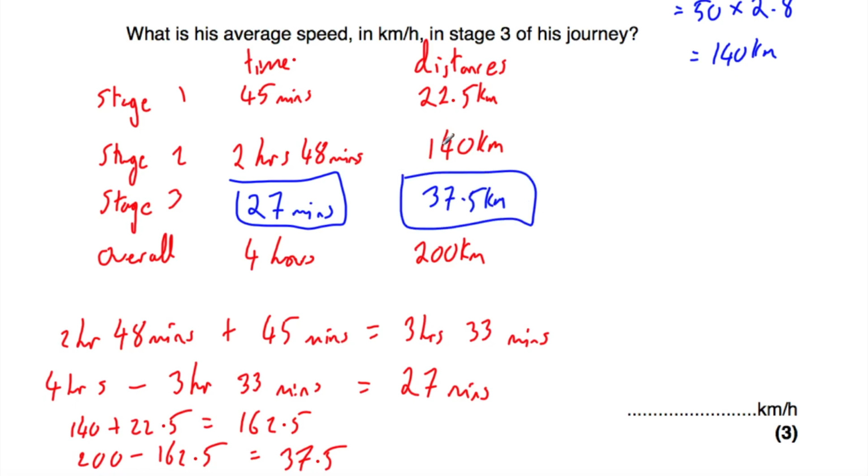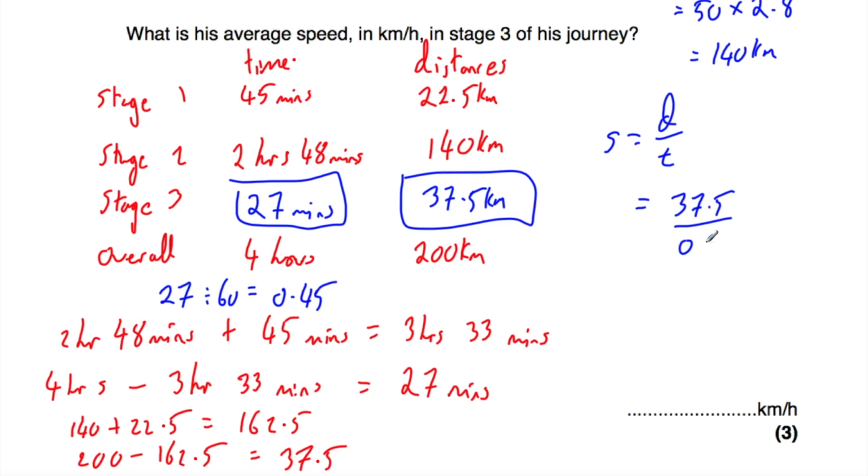So that's fantastic. We now know the distance he travelled. We know how long it took him. So then we can work out the speed of the journey. So let's work that out. So the speed will be equal to the distance divided by the time. The distance will be 37.5 divided by the time. Now the time we want to be in hours because we want it in kilometers per hour. So let's change 27 minutes into hours. So 27 divided by 60 is equal to 0.45. So that would be 0.45 hours.